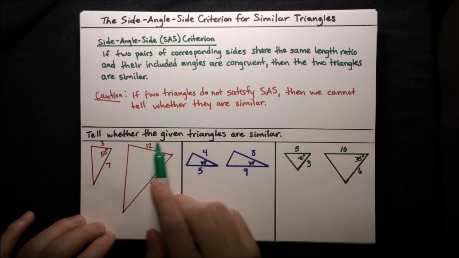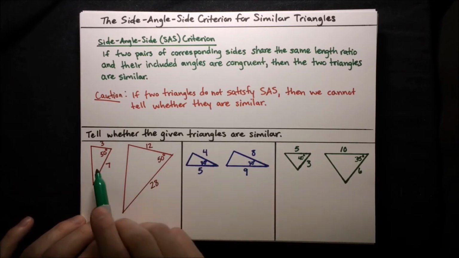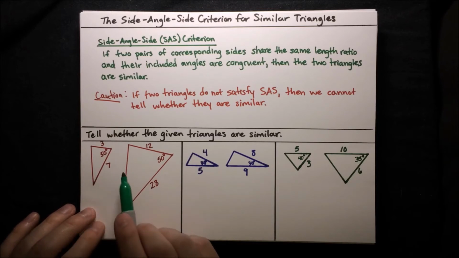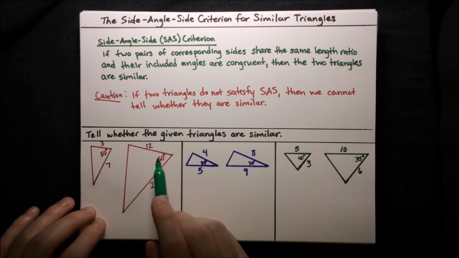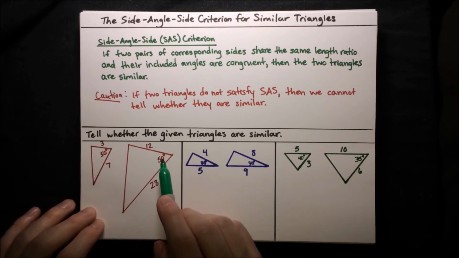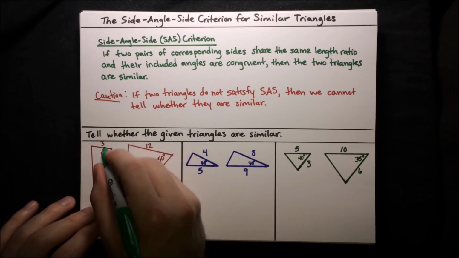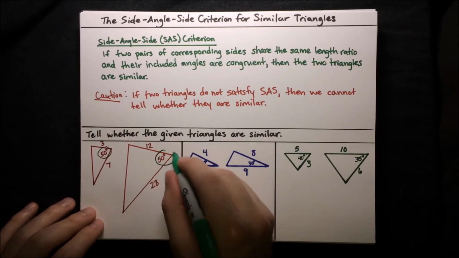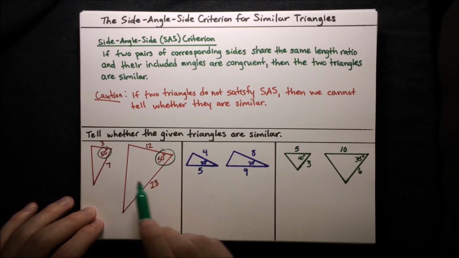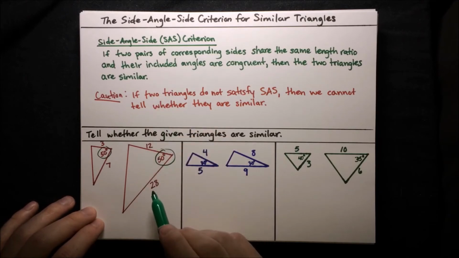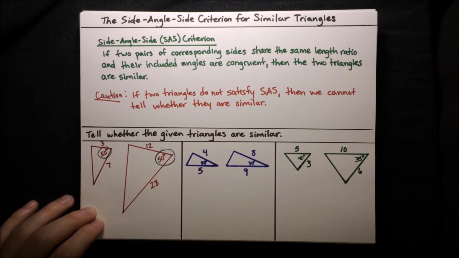We want to tell whether the given triangles are similar. Starting with this example, we've got two triangles. The first one, the small one, has sides 3 and 7 with an included angle of 50 degrees. The larger one has sides 12 and 28 with an included angle of 50 degrees also. So good, we see 50 degrees matches 50 degrees. The included angles are congruent, so that's good. That means that if the sides have the same ratio, then side-angle-side applies.